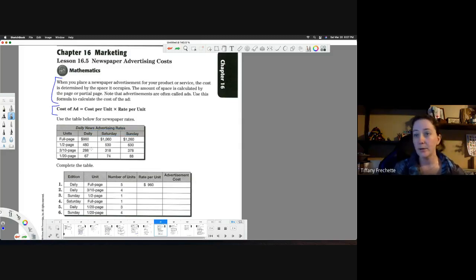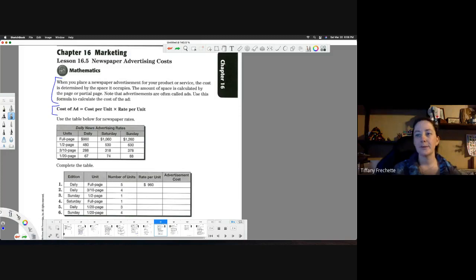So daily rates, Monday through Friday, it's $960 for a full page. It's $67 for a 1/20th page. And then if we're using it on Saturday, the rates go way up. $1,260 for a full page, and it's $80 or $88 for a 1/20th page. So it depends on when you're doing it. And Sunday papers are much more popular. A lot more people buy the Sunday paper than the daily paper. So that's why they charge more. The more people that are going to buy that paper, the more you have to pay to advertise in it. So hopefully that makes sense to you.